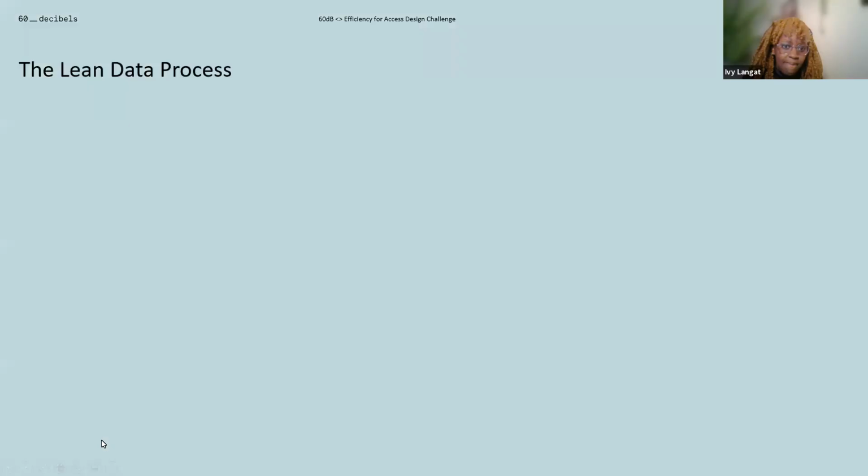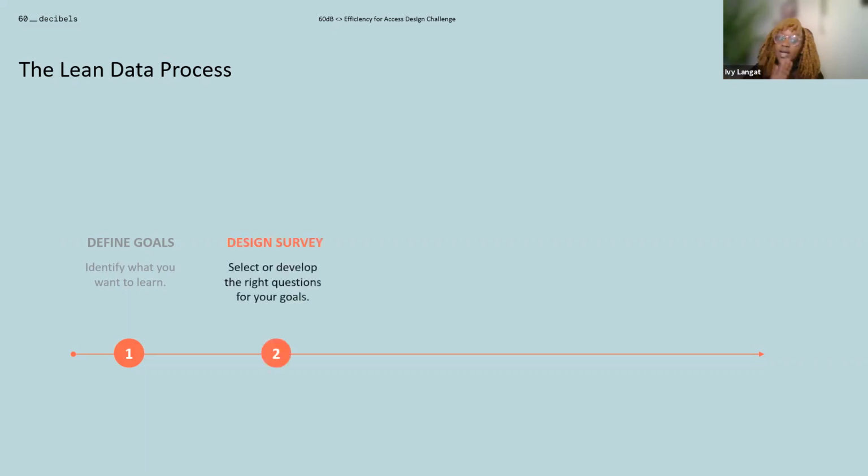So the lean data process has 5 main steps. The first one is around defining your goals. Here, the aim is to identify what you want to learn. Why are you reaching out to your end users? Is there a hypothesis that you'd like to test? Or are you trying to understand the challenges that they're experiencing? Defining your goals is very important in designing how the rest of your process will look. And that's the first step.